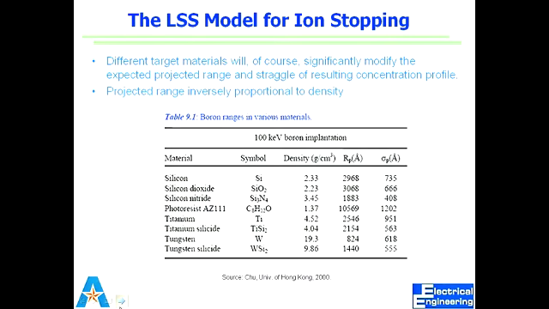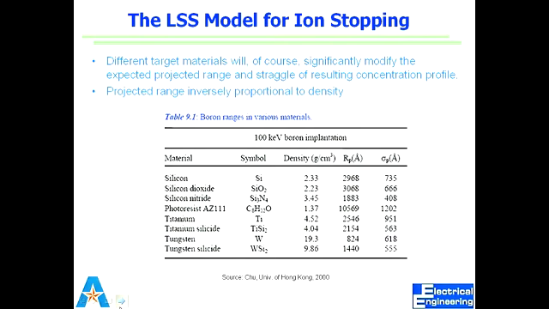So there are different target materials which have different projected range and different straggle for the different concentration profile that we need, right? So the more the range, the less the density, right? Of course, we saw that you can increase the range by increasing the voltage that you apply, but that's going to reduce the concentration. Okay?